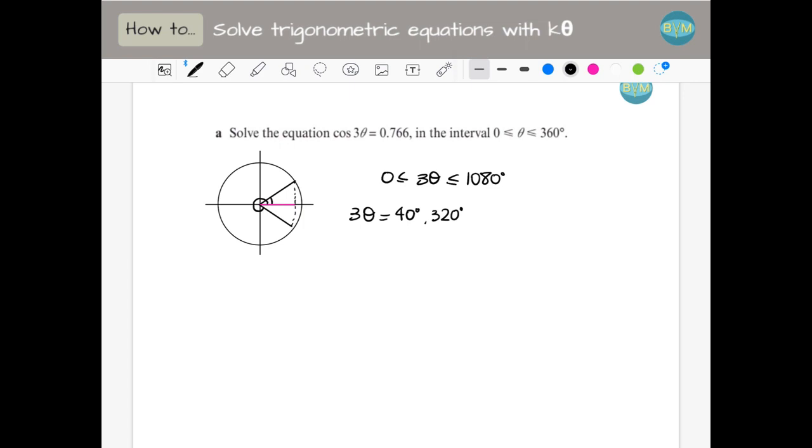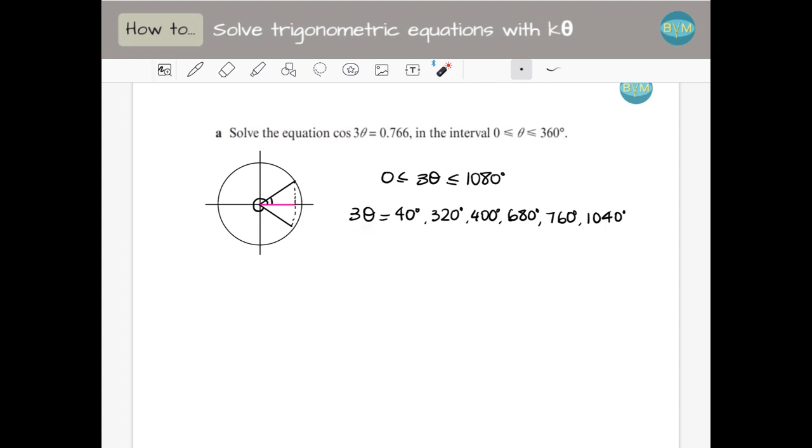And from there, I just go around and around. So my next solution will be one whole turn plus the 40, one whole turn plus the 320, and so on until I get 1080. So I'm just adding the numbers. I would have 400, 680. I'm just adding 360 to this one, 360 to this one, and so on. I'm just adding 360 every time until I reach the 1080. And 1040 degrees is the last one. The next one would be over. Yeah. So these are my solutions for 3 theta.